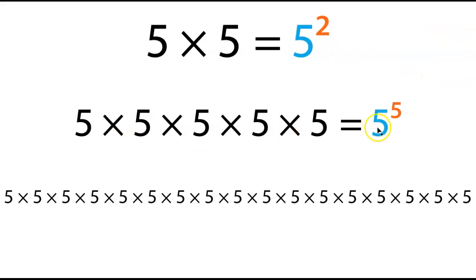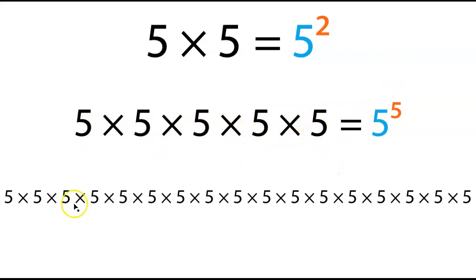Now, what about this one? We've got 5 is our base, right? The big 5, that's our base, because that's the number being multiplied all these times. And then the exponent 5 up here, because it is 5 times 5 times 5 times 5 times 5. It's being multiplied 5 times by itself. 1, 2, 3, 4, 5.